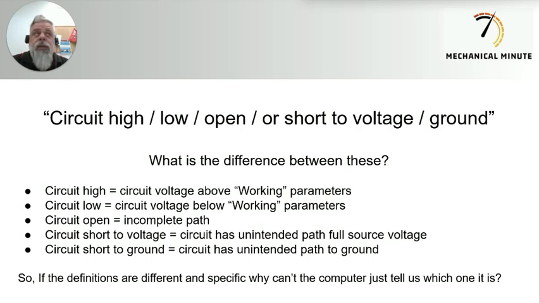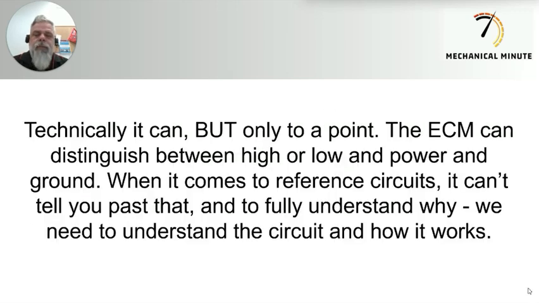The circuit high is voltage above working parameters. Circuit low is voltage below working parameters. Circuit open is an incomplete path. Short to voltage is an unintended path to source voltage, and short to ground is an unintended path to ground. So if the definitions are that specific, why can't the computer just tell us which one it is?